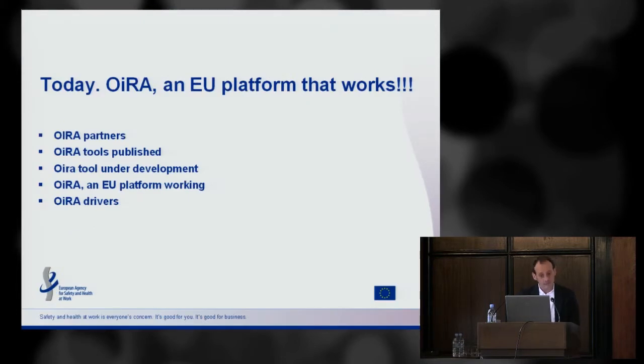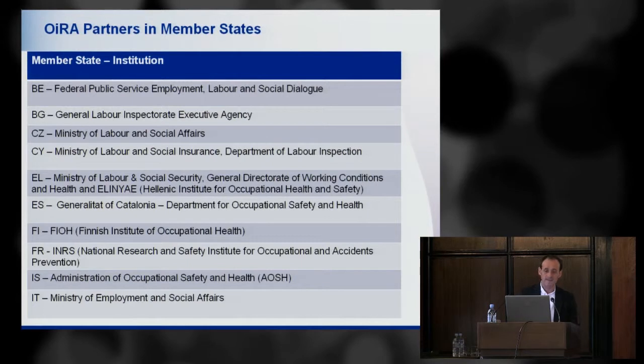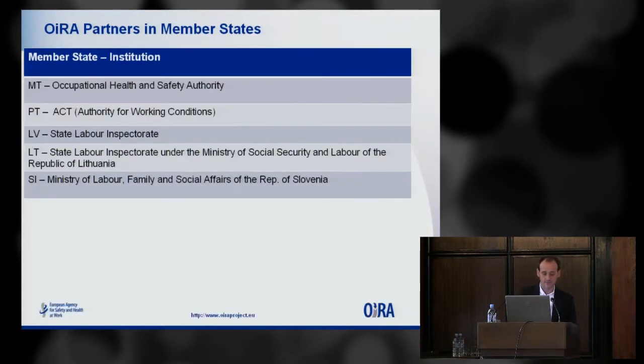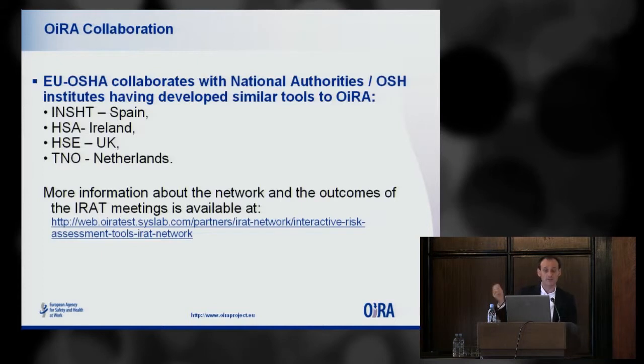So, now let's move to today, where we are. Basically, we have 15 OiRA partners at national level. Most of them are ministries or labor inspectorates. You can see them here. For some of the countries, they already developed their own tool, the equivalent to OiRA. With these, we collaborate at another level. Basically, we share experience and knowledge. We are facing the same challenges, so we provide each other information. If you want to know more about what we are doing with them, you can also have a look. You go to this link and you will have more information.